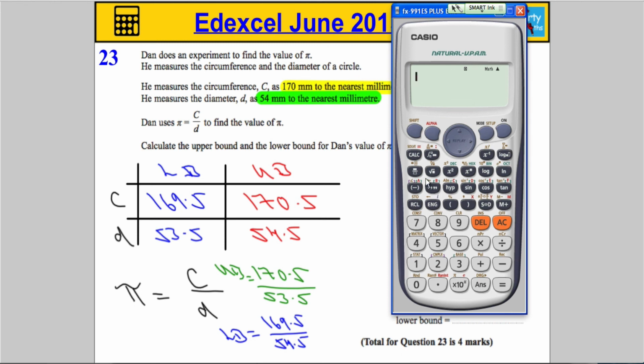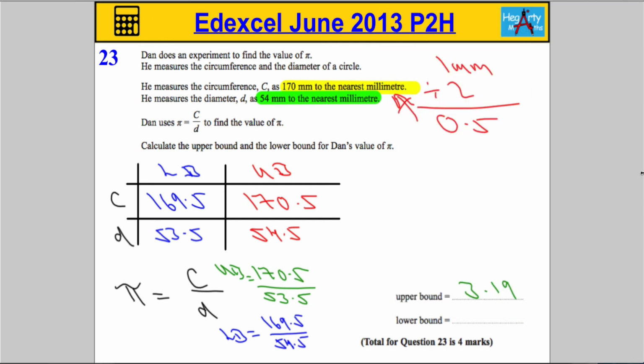So clear that off. 169.5 over 54.5. That's going to work out to be 3.11009. Going to 2 decimal places again, let's take it as 3.11. And that, ladies and gents, should get us all 4 marks.